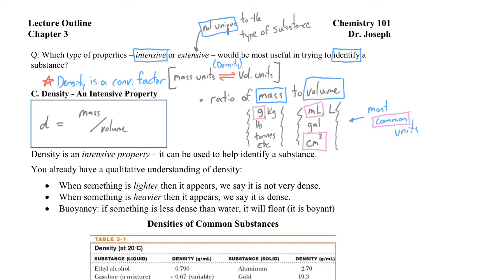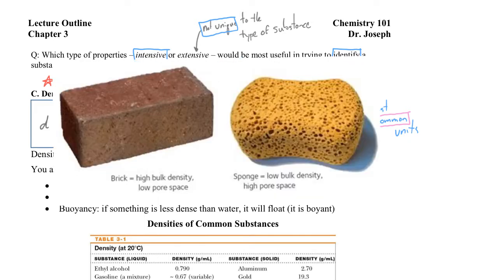Now, you probably already have a pretty good qualitative understanding of density. So when you pick something up and it's a lot lighter than you expected it to be, we would say it's not nearly as dense as you expected. But when you pick something up and it's quite a bit heavier than it looked like it should have been, we would say it's more dense.